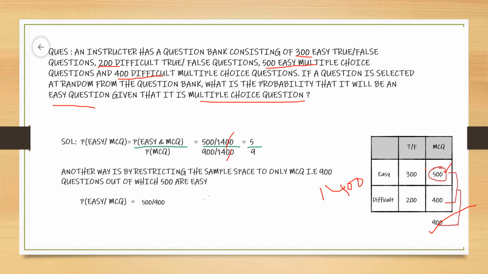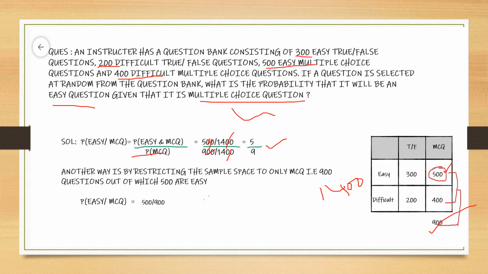and this will get cancelled, and these 2 zeros will also get cancelled, and we'll get 5 by 9. Now there is another way of handling this question. Because if I'm not going to apply the formula, then also there is one very easy way of doing this question. And what that way is: since there is an event which has already occurred. What is that? Getting an MCQ question.